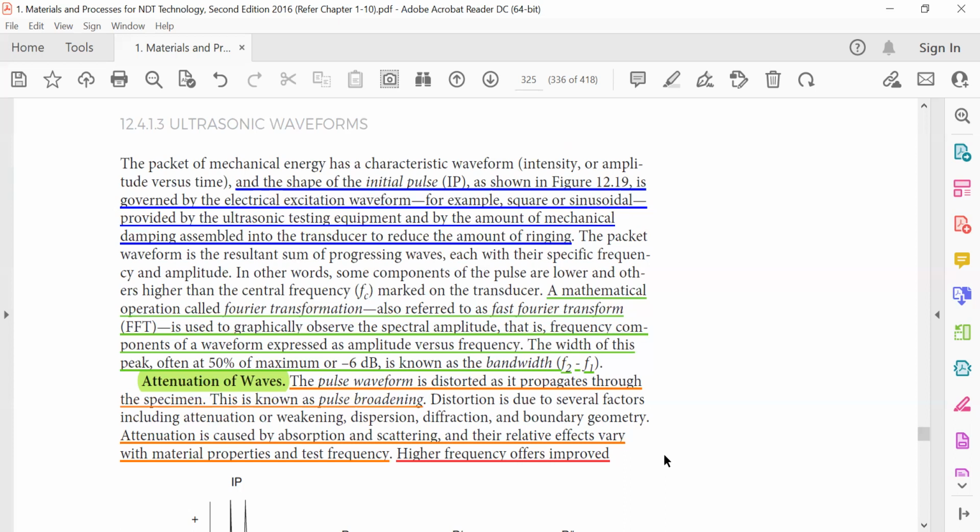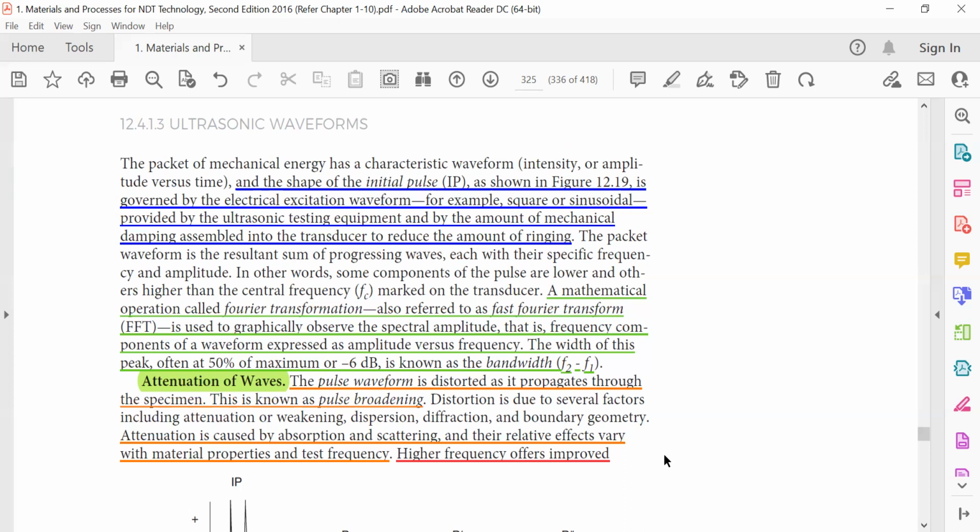A mathematical operation called Fourier Transformation, also referred to as Fast Fourier Transformation, is used to graphically observe the spectral amplitude, that is, frequency components of a waveform expressed as amplitude versus frequency. With this peak, often 50% of the maximum or minus 6 dB is known as the bandwidth, f2 minus f1.